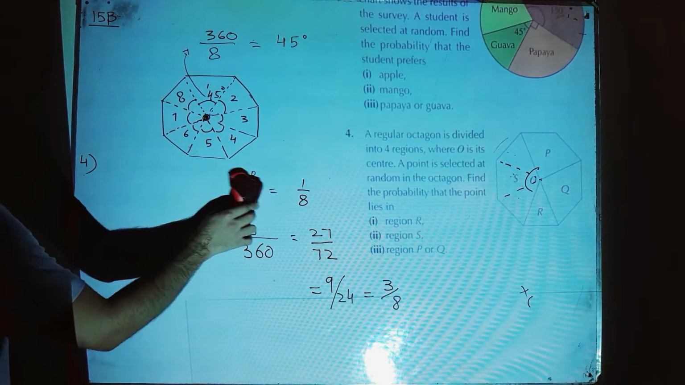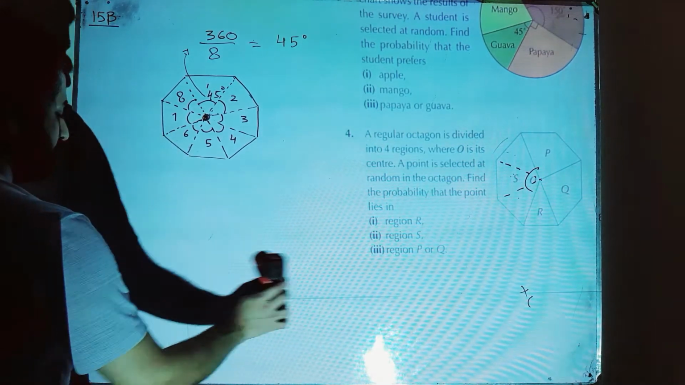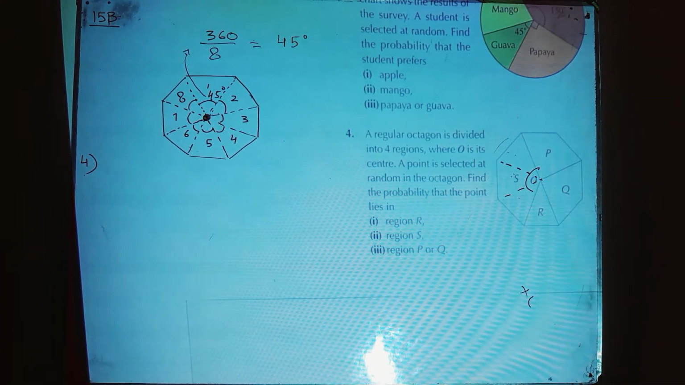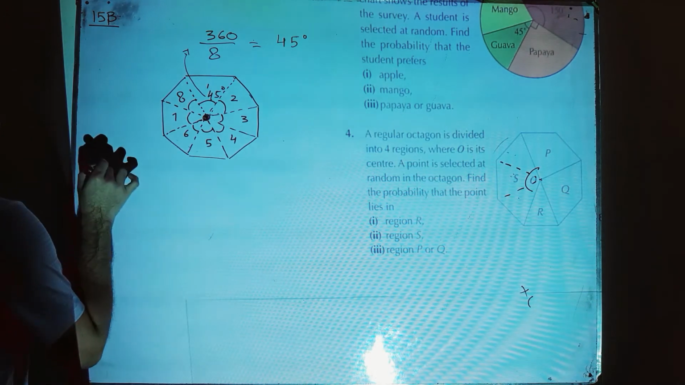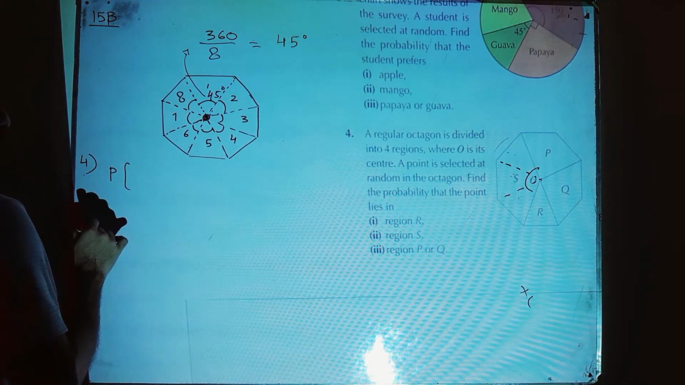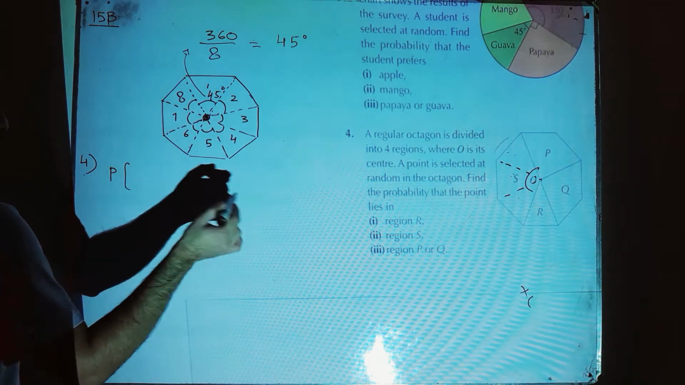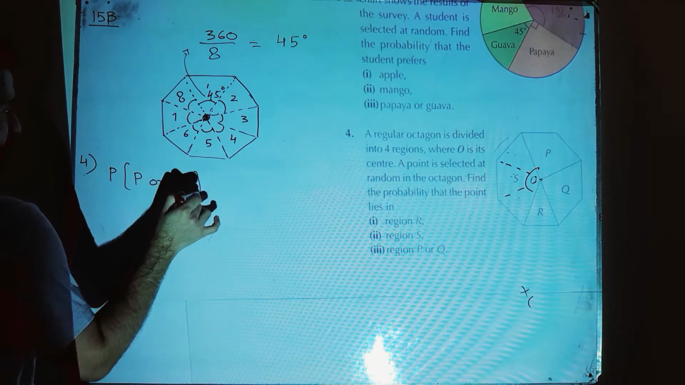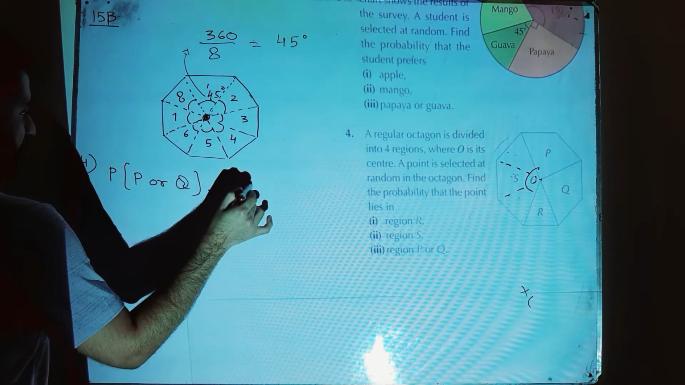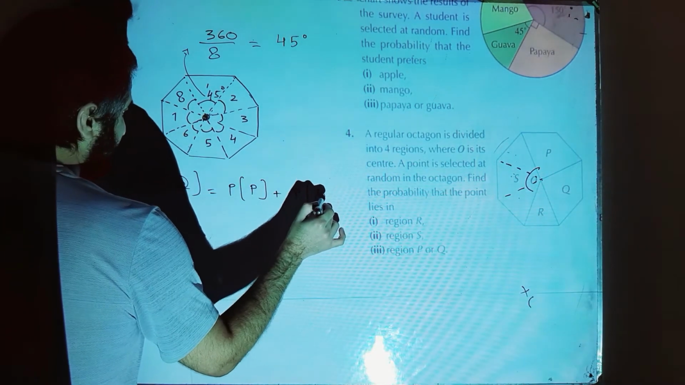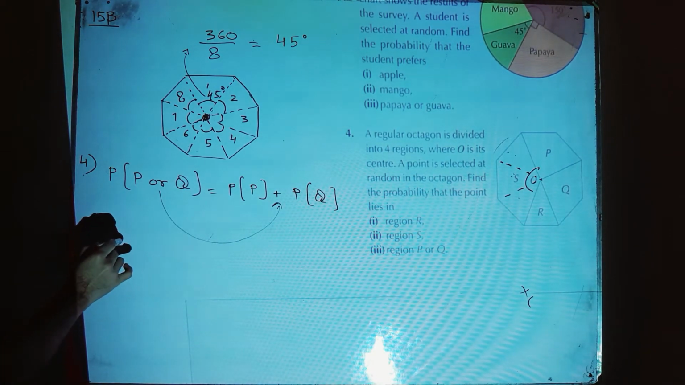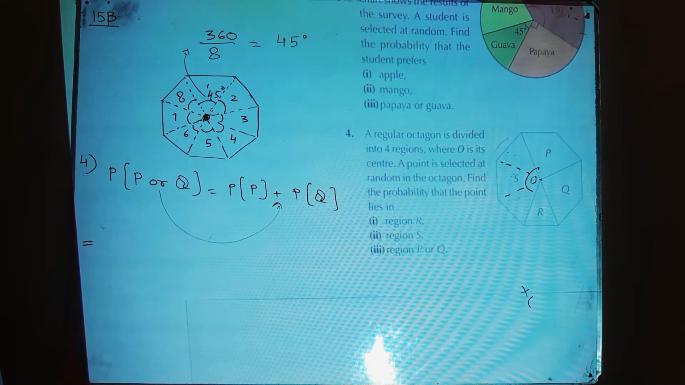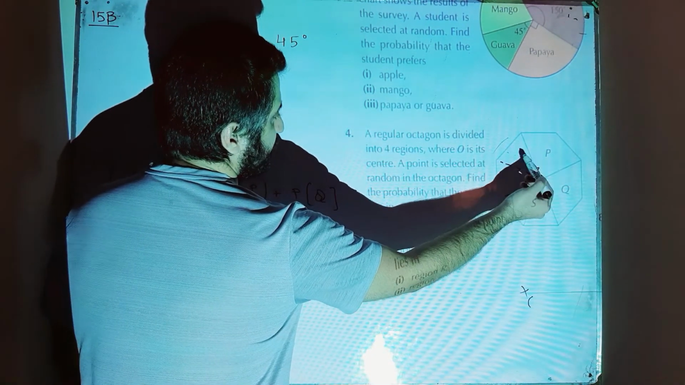Moving towards part number 3 of the same question, question number 4, exercise 15B. Choosing a point at random in your regular octagon, and that point is coming in which region, P or Q? Probability of selecting a point at random that must be in P or Q. Whenever the word 'or' is used, that means the probability of landing your point in P plus the probability of having your point in Q. So what is the probability of having a point in P? Where is P? Here is P, and it covers how many sectors?